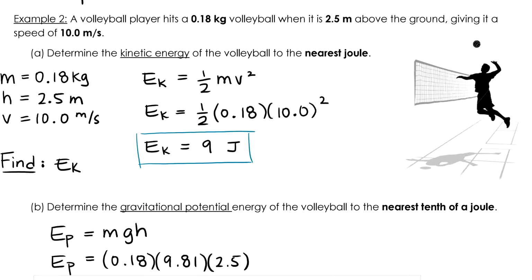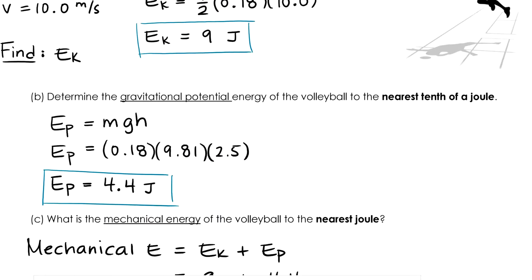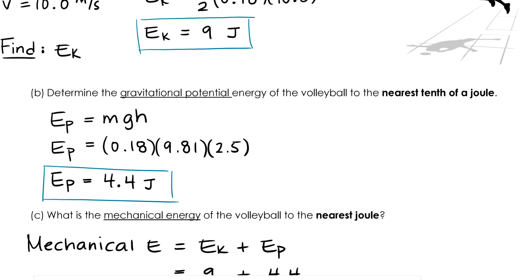Okay, let's compare our answers. Hopefully you listed all of the quantities that the question gives us on the side and identified the quantity that we were supposed to be looking for as well before you started solving. Keep in mind that the question also tells you how to round your final answer, and it did for the previous example as well. It wanted the kinetic energy to the nearest joule, which means that we need to round to the nearest ones position in our final answer. So I got 9 joules for part A, and in part B, when we were looking for gravitational potential energy, I got 4.4 joules because now we're rounding to the nearest tenth of a joule.